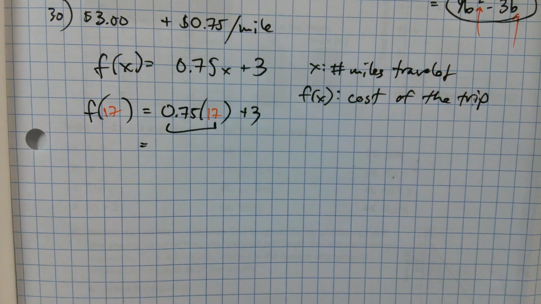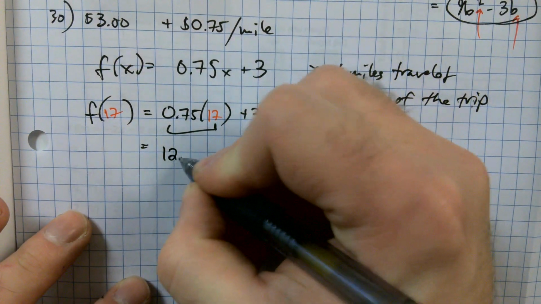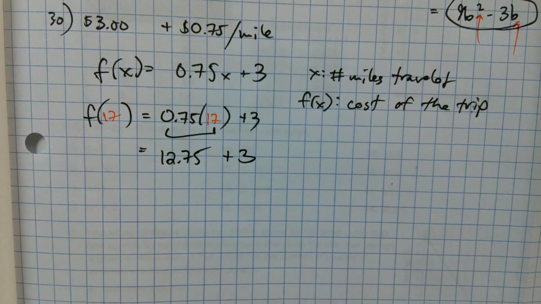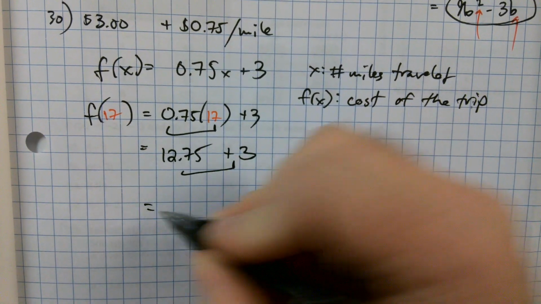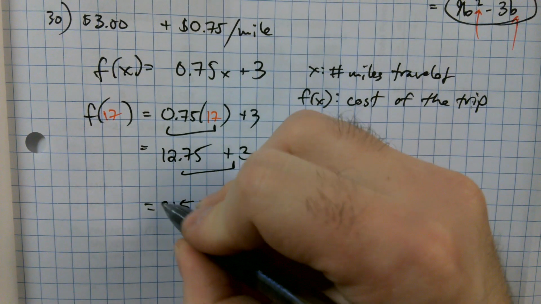Someone help me out. What's 0.75 times 17? 12.75. 12.75? I believe you. I'm not going to plug it in. And what's 12.75 plus 3? 15.75 what? Dollars. Thank you, Chloe. Dollars.